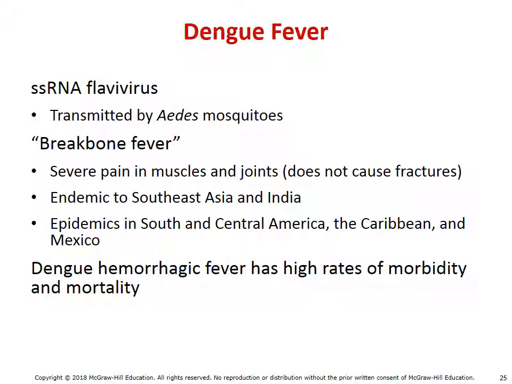This is typically endemic to Southeast Asia and India, but we have seen epidemics in Central and South America, the Caribbean, and Mexico. So this thing, again, really likes to hug the equator, and as temperatures increase, potentially can move northward. Dengue, again, has very high rates of morbidity and mortality, which is why, again, it's a biosafety level 4 pathogen.